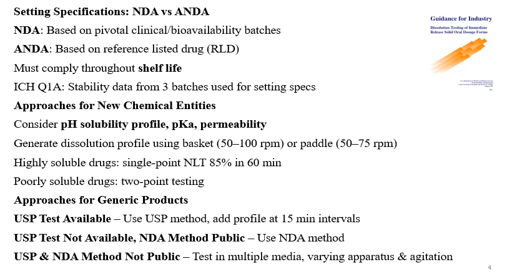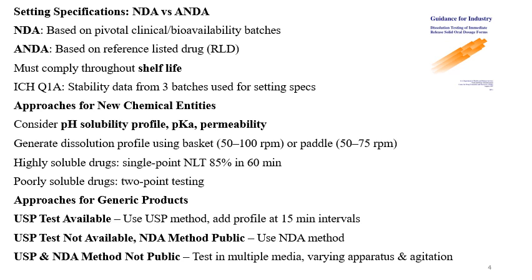Whenever you are working on a generic formulation, you need to check whether the monograph is available, whether the US FDA has provided the requirement in the Orange Book or the Orange Book biopharmaceutics review, or you can go through the OGD media, and if it is not available, then an in-house method is required to be developed. So if a USP test is available, then use the USP method, and take the profile at 15-minute intervals.